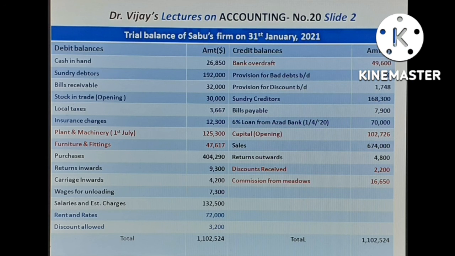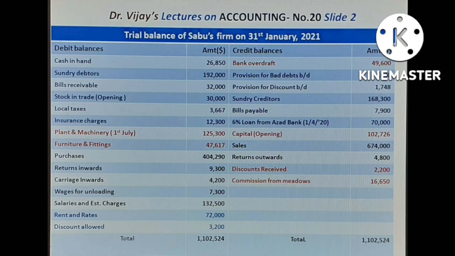Slide 10 shows the balance sheet of Sabu's firm as on 31st January 2021. On the right hand side are assets and properties. The first item is fixed assets less depreciation. First is plant and machinery, 1,25,300 minus 7,309, 1,17,991. Furniture and fixtures 47,617 minus 6,607, 41,010. Then comes current assets.